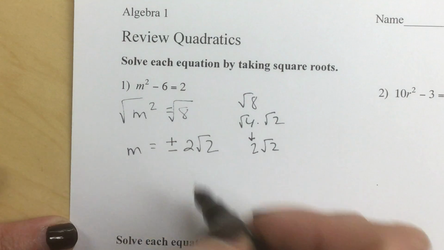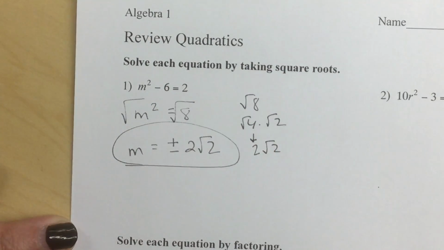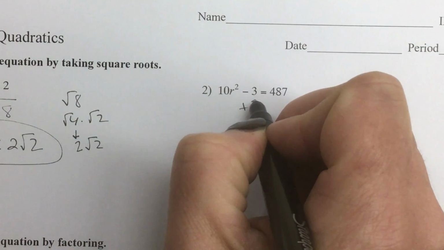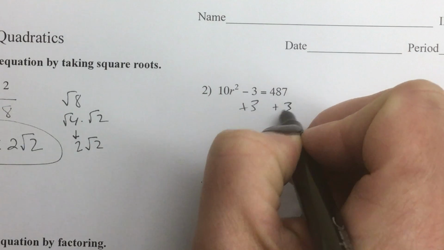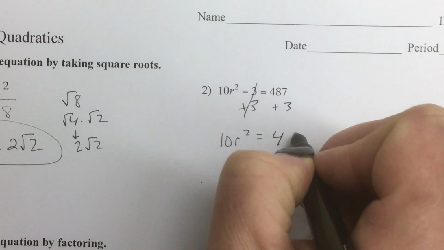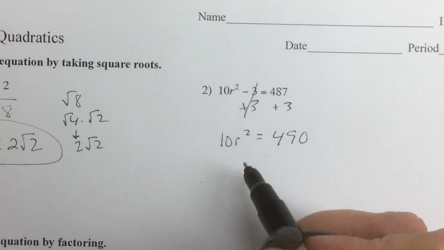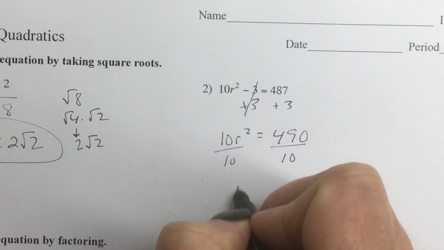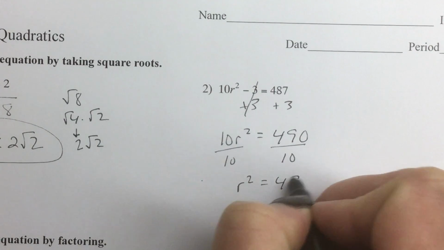And when I take the square root, I have to say plus and minus. So plus and minus 2 radical 2. Okay, sometimes you need to do more than one step. So I'm going to add 3 here to both sides. So that's going to give me 10r squared is equal to 490. Now you need to get your letters squared alone. So I'm going to divide both sides by 10. So that gives me r squared is equal to 49.